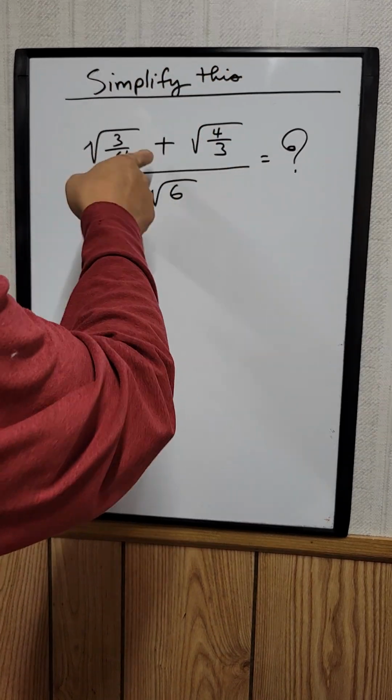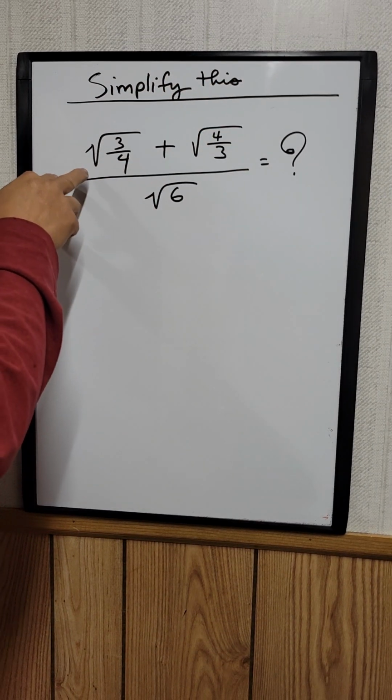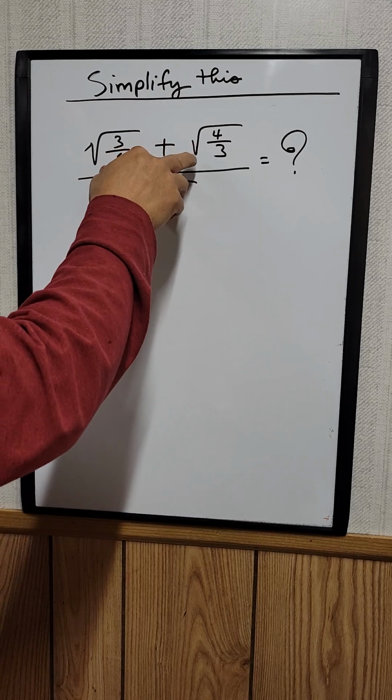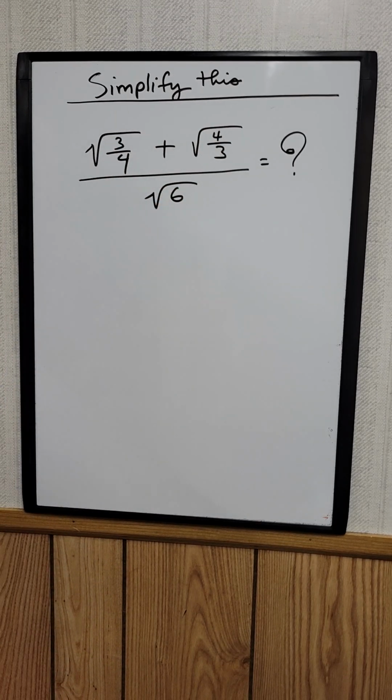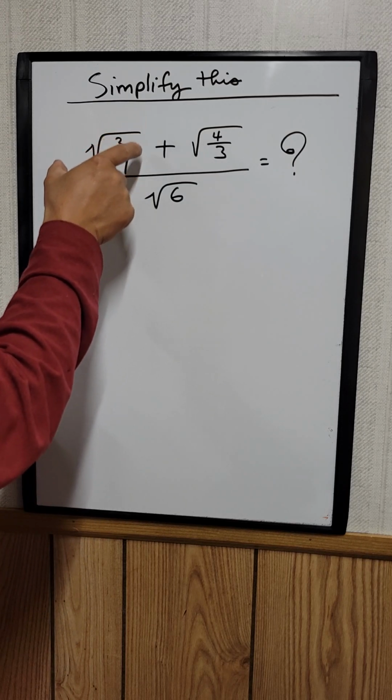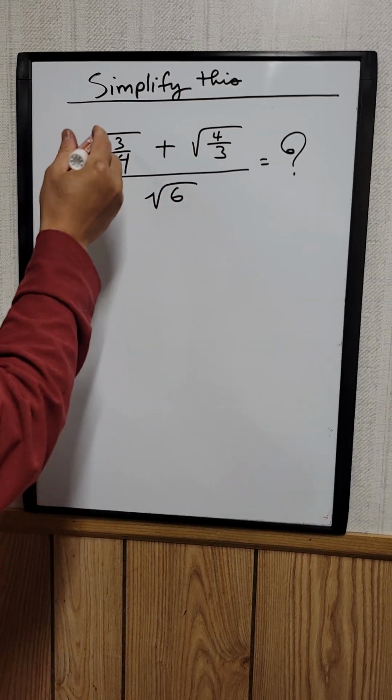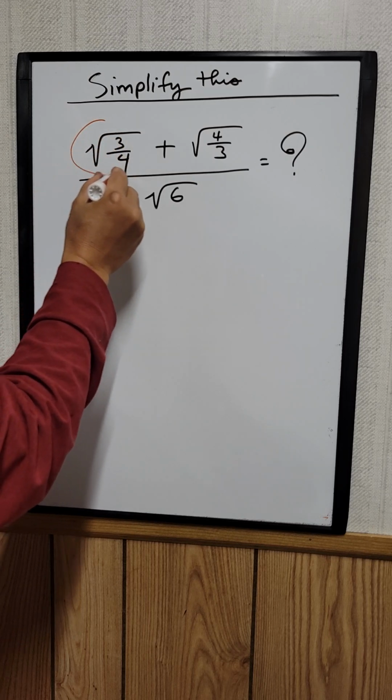Let's simplify this. So the square root of 3 over 4 plus the square root of 4 over 3, divided by the square root of 6. So what's that equal to? Let's simplify each section first. First we'll do this one right here.